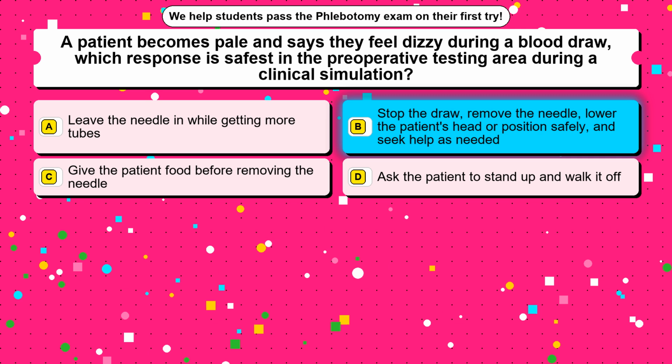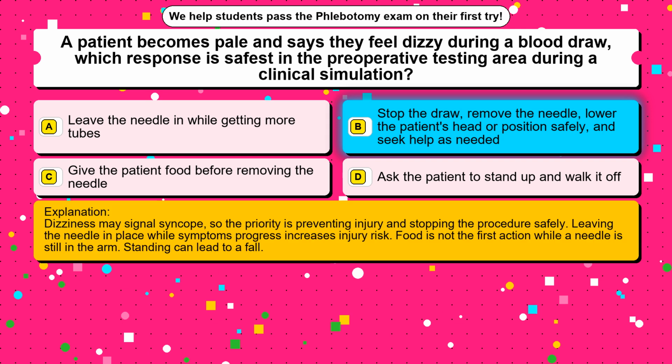Stop the draw, remove the needle, lower the patient's head or position safely, and seek help as needed. Dizziness may signal syncope, so the priority is preventing injury and stopping the procedure safely. Leaving the needle in place while symptoms progress increases injury risk. Food is not the first action while a needle is still in the arm. Standing can lead to a fall.